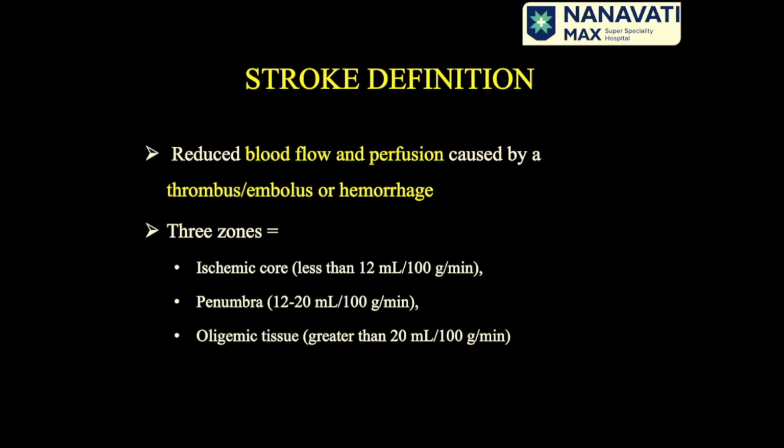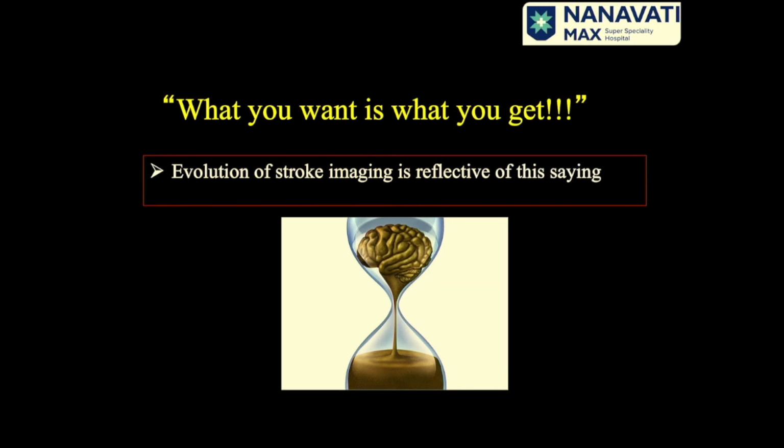Let's understand the stroke definition. It indicates reduced blood flow and perfusion in the brain caused by a thrombus, embolus, or hemorrhage within the vessels or outside the vessels. There are 3 zones which are identified when we look at infarct. The ischemic core, where the blood flow goes down below 12 ml of blood flowing through 100 grams of brain per minute. Penumbra is an area where the flow is between 12 and 20. Oligemia is an area where the flow is more than 20 but less than 50 to 60, which is normally present in a human being.